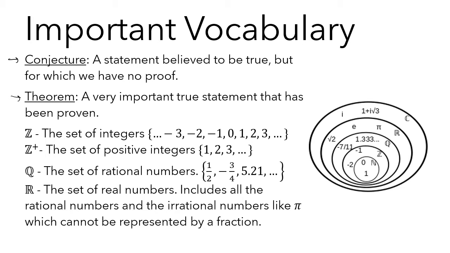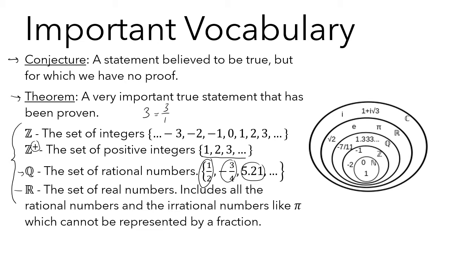You also need to know these symbols. They will show up a lot. Z stands for integers, and integers are just whole numbers. And if it doesn't have a little plus sign, then we're talking about positive or negative integers. If it has a plus sign, we're just talking about the positive integers. If you see a Q, that's the set of rational numbers, so numbers that can be written as a fraction. And keep in mind, any integer, like 3, can be written as a fraction, so all the integers are included in the set of rational numbers. But it also includes fractions like 1/2, -3/4, and decimals that terminate, like 5.21.